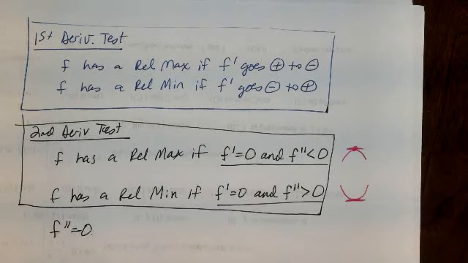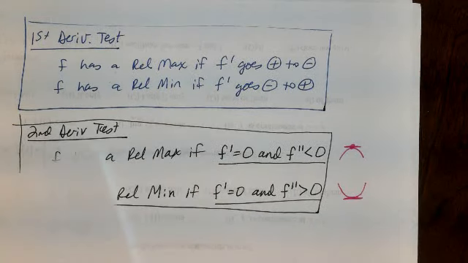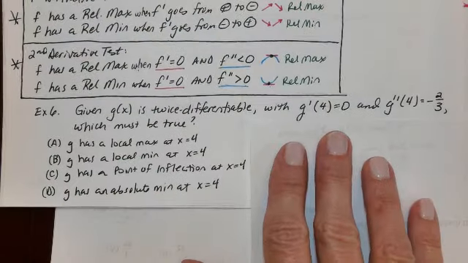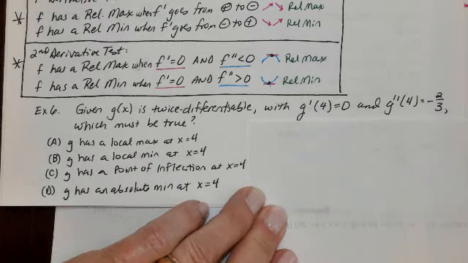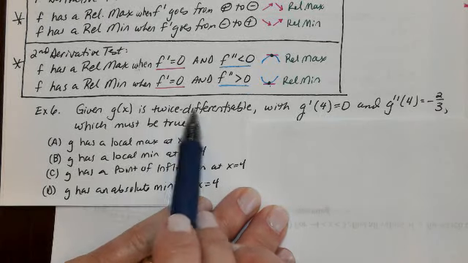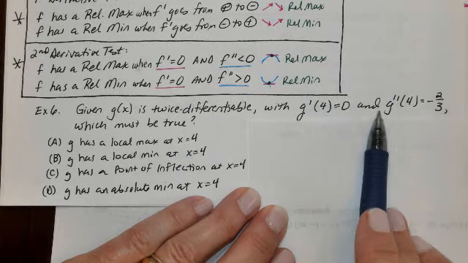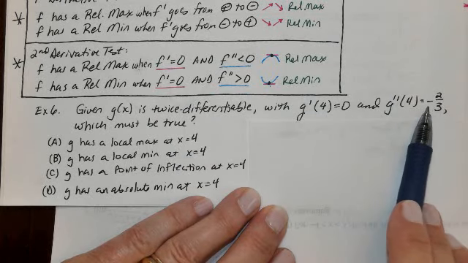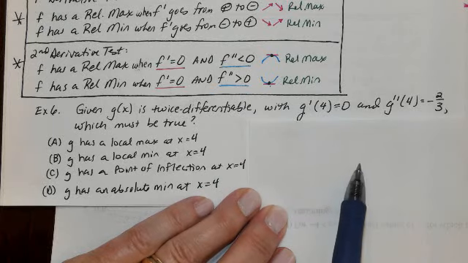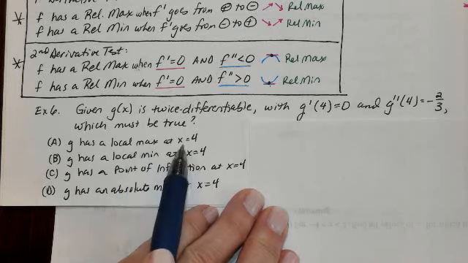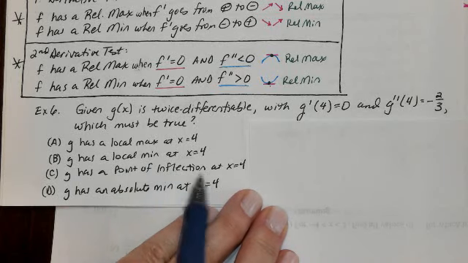All right, and I have one little example. This is one way to see this problem. Let me hide my little answer there. Okay, given g is twice differentiable, and g prime of 4 is 0, and g double prime of 4 is negative 2/3. Which must be true? And here are the choices. Local max at x equals 4, local min at x equals 4, point of inflection at x equals 4, absolute min at x equals 4.